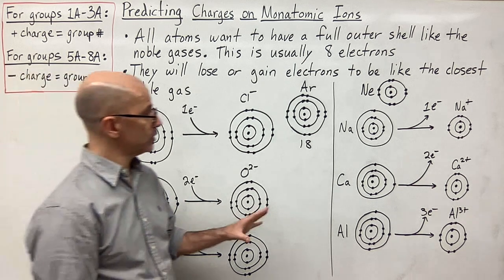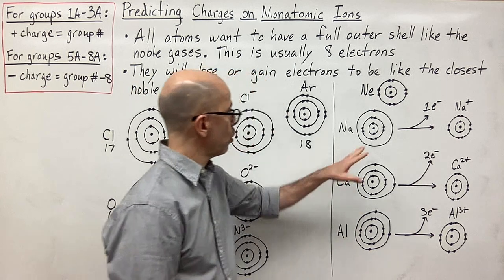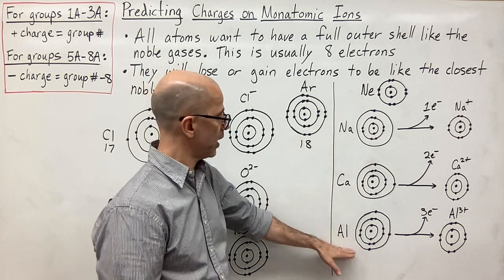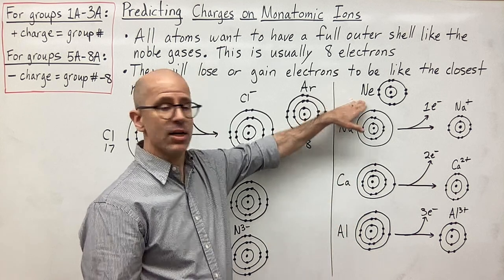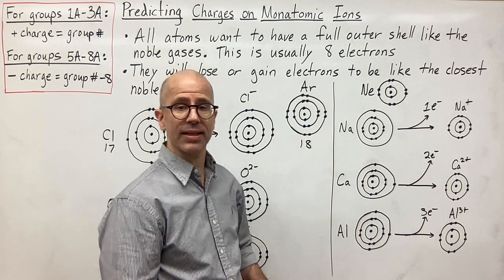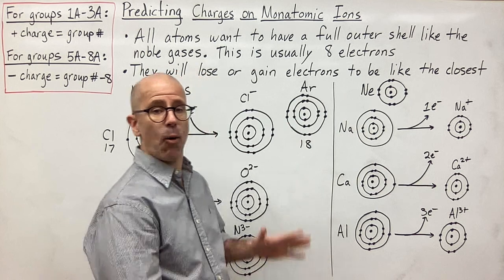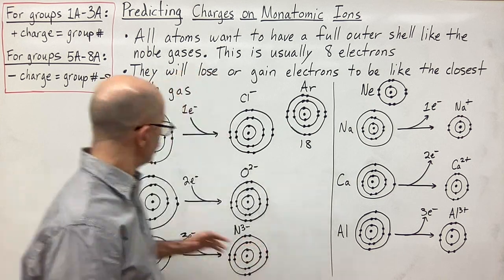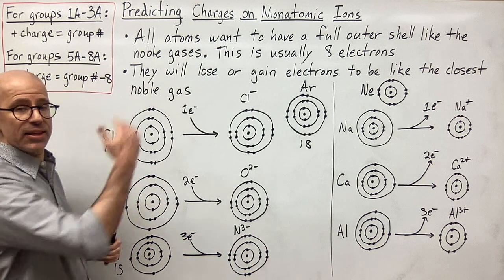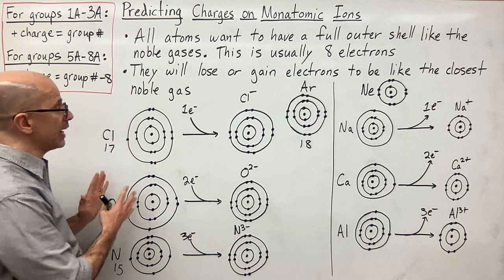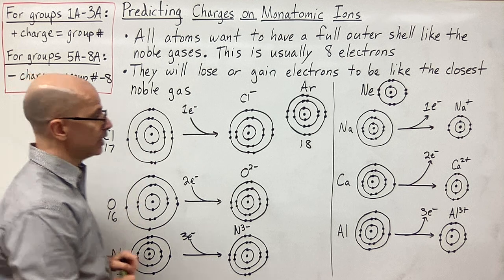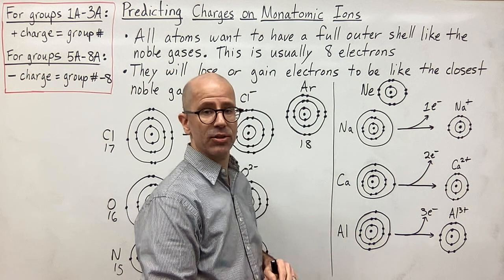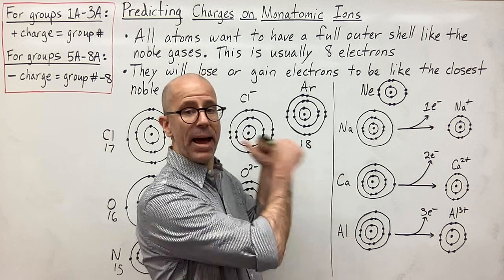For the metals, same thing applies. So the closest noble gas for these 3, sodium, calcium, and aluminum, is neon. So since the metals are on the left side of the table, they got to go backwards. They got to lose electrons to be like their noble gas. So nonmetals being on the right side of the table, they're going to gain electrons to be like their noble gas. Metals that are on the left side, they are going to lose electrons to be like their noble gas. The closest noble gas is backwards.